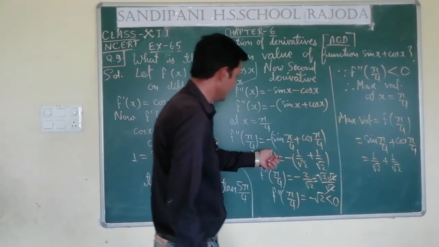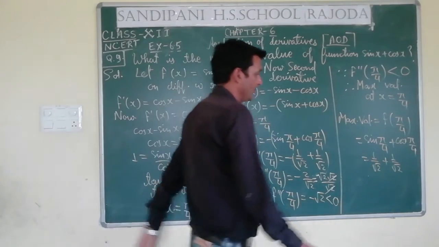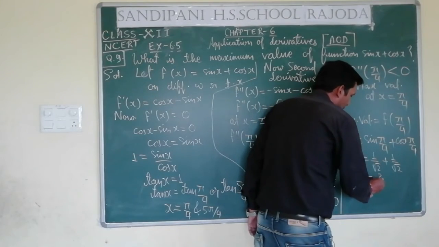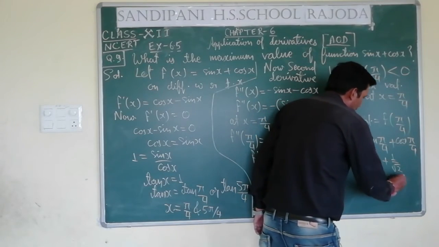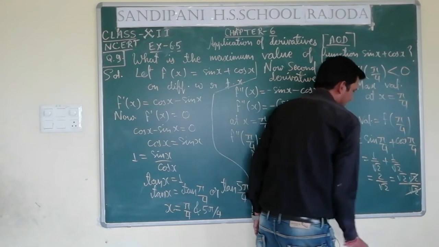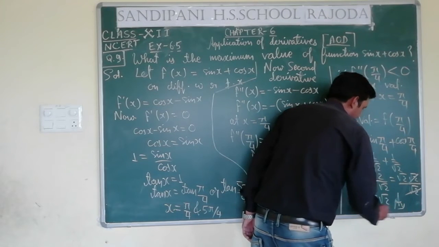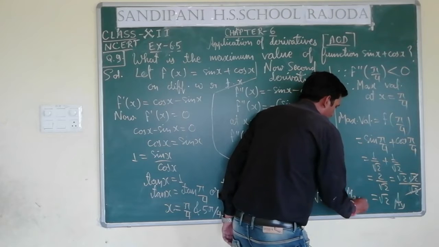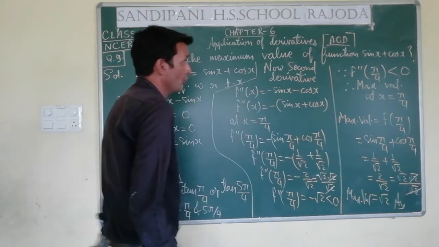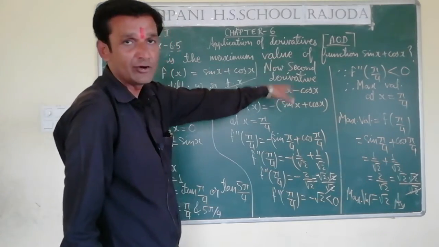Here it was a negative sign, but in this case it is positive. So it will be 1 plus 1 by root 2 means 2 by root 2, or we can say root 2 into root 2 upon root 2. So this root 2 is cancelled. So this maximum value is root 2. This is the answer. Maximum value is equal to root 2. No need to find the minimum value, because the maximum value only we have to discuss.